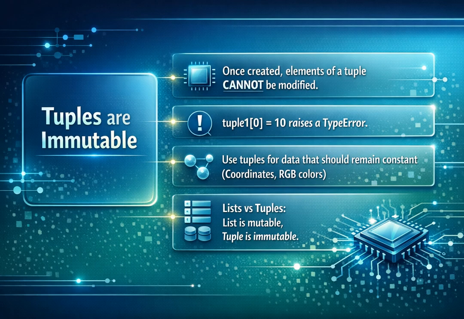The most fundamental property of a tuple is that it is immutable. Once you create a tuple, its elements cannot be changed. Attempting to do so causes a type error. Because of this immutability, tuples are faster than lists and can be used as dictionary keys, which lists cannot.